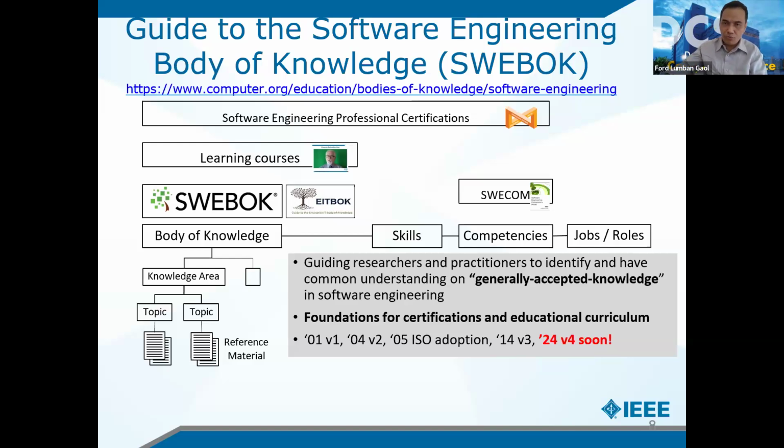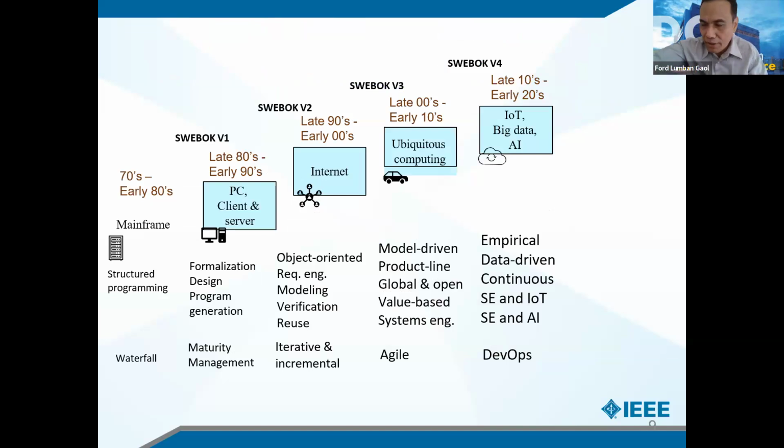Now, if you look carefully, the first SWEBOK was released in the beginning of the 80s, as part of the PC, client-server, and formalization of design programs. The second version came in the 90s, the third version in the late 2000s or 2010s, and nowadays version 4 is out, involving IoT, big data, and AI. So there is a kind of trend for the future.